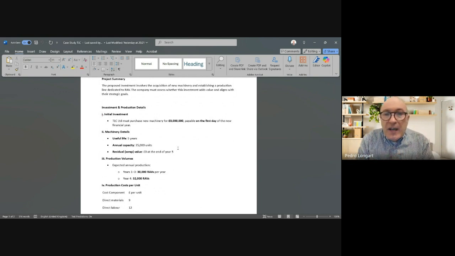We're going to just say that it's one piece of machinery of £3 million payable on the first day of the new financial year. And as with any piece of equipment, it has a useful life and has an annual capacity, okay? Normally, you have to produce under the full capacity. So if it produces 35,000 units a year, of course, you have to produce less, okay? This is what we call installed capacity. This is a part of operations management that you will study at some point.